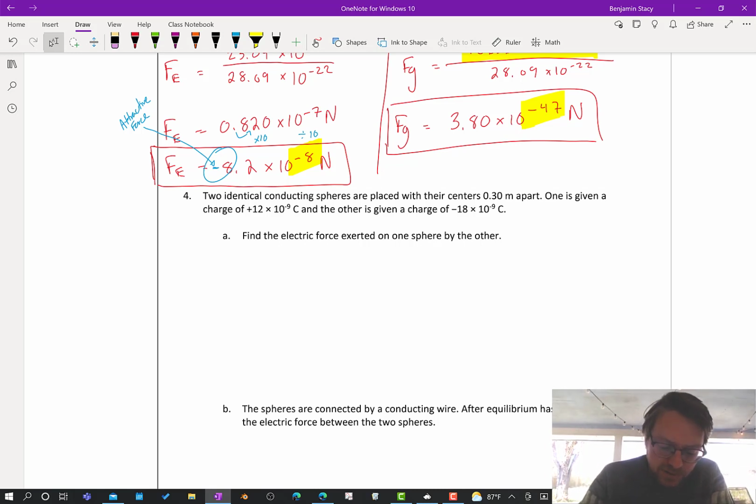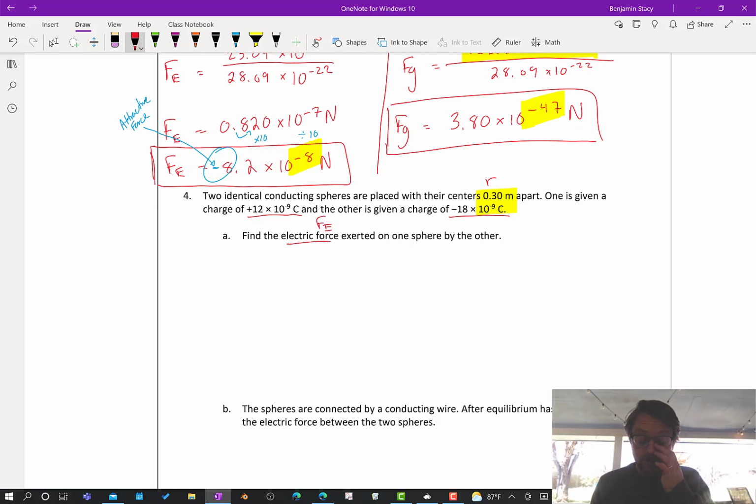We're only going up to 5. So number 4, 2 identical conducting spheres are placed with their centers 0.3 meters apart. Okay, so that's my R value. One is given a charge of plus 12 times 10 to the minus 9. The other minus 18 times 10 to the minus 9. And those are already in coulombs, so the base unit. Find the electric force, so that means find Fe, exerted on one sphere by the other.